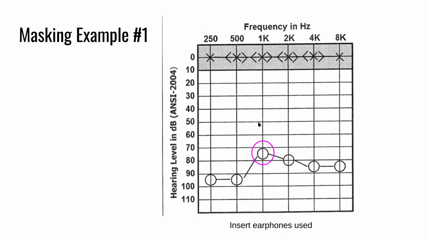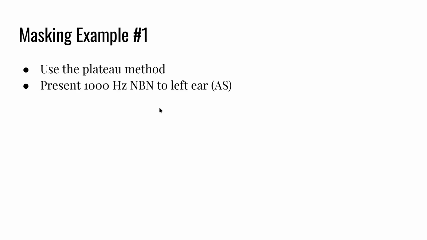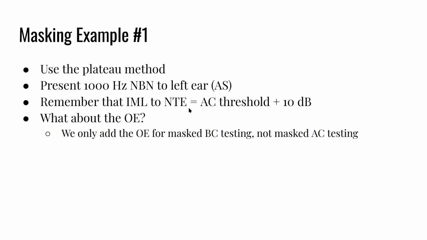Here's another example for masking, with insert earphones being used. We have unmasked bone conduction thresholds for the right and left ear, unmasked left and right air conduction thresholds. We see a large asymmetry in unmasked air conduction thresholds, with the right ear being a lot worse than the left ear. So we use the plateau method, present 1000 Hz narrowband noise to the left ear. Remember the initial masking level to the non-test ear is the air conduction threshold plus 10 dB. What about the occlusion effect? We only add the occlusion effect for masked bone conduction, not masked air conduction.